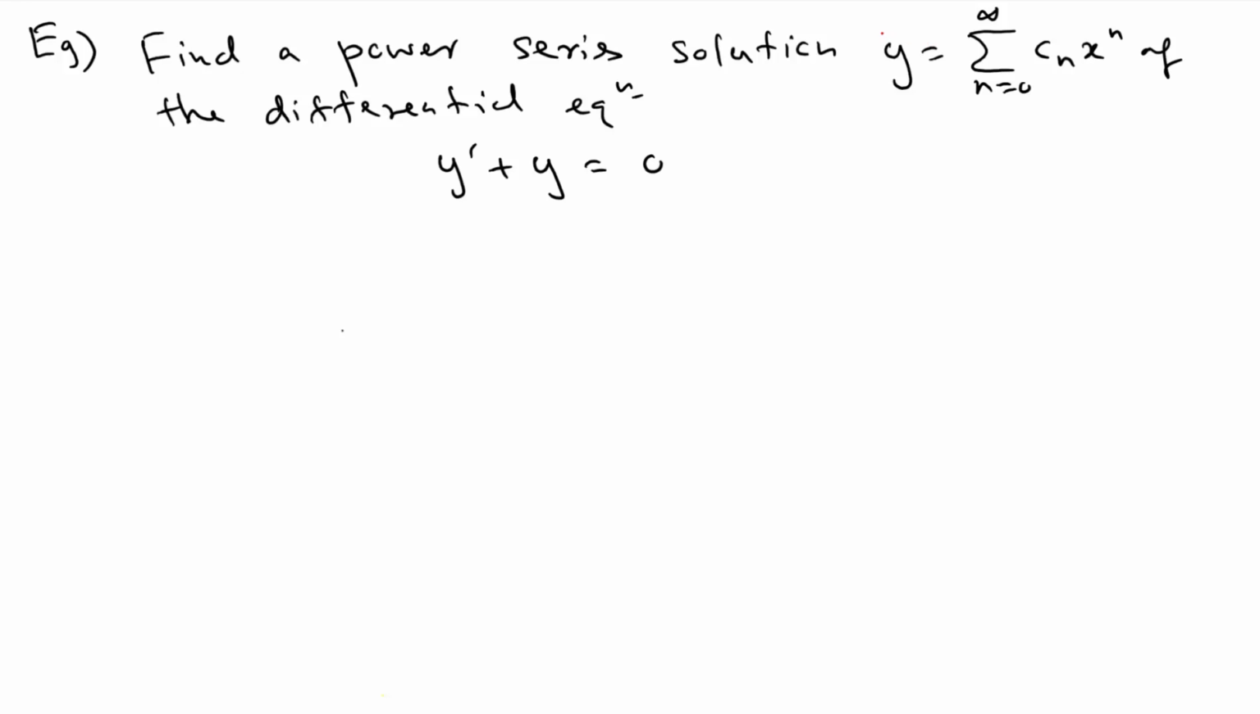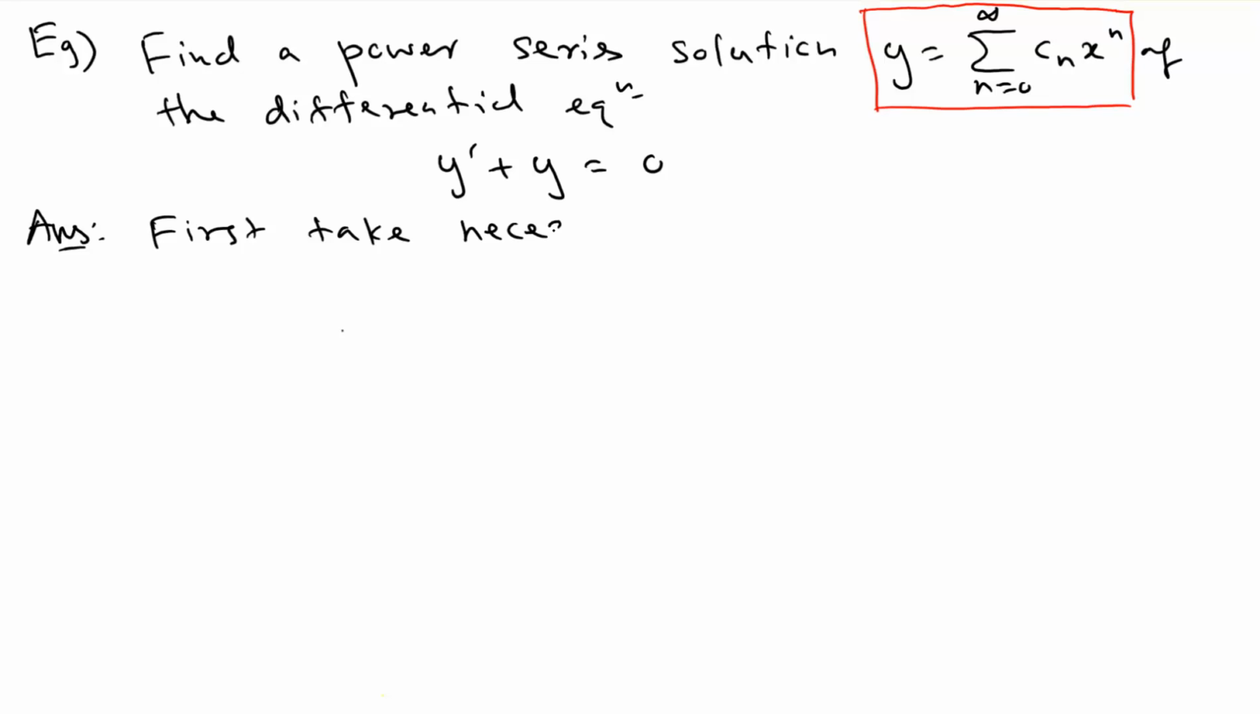Good. So our assumption was that the solution can be written as a power series. That's a big assumption, but we assume that that's the case. Now, let's first take the necessary derivatives. In this case, you only see y prime, which means you only need to take one derivative.